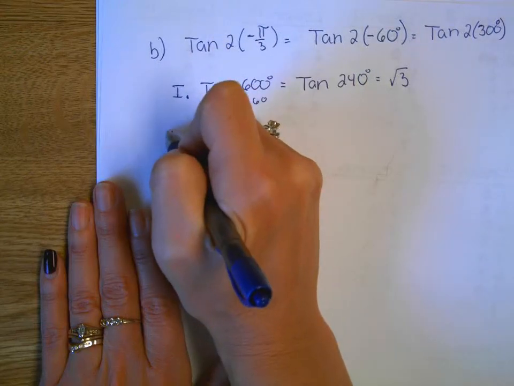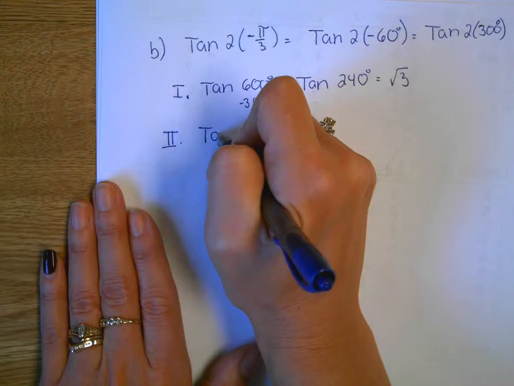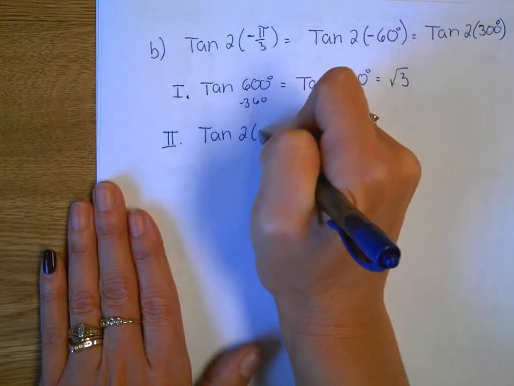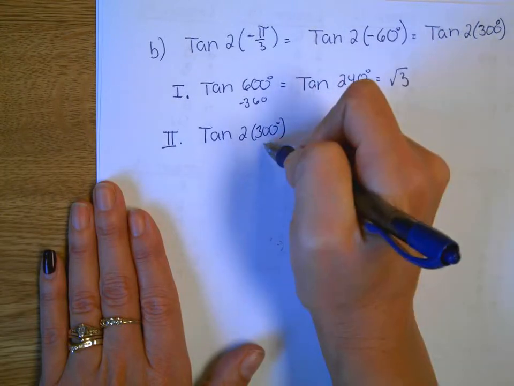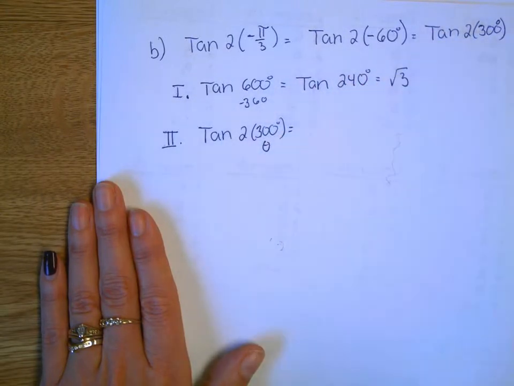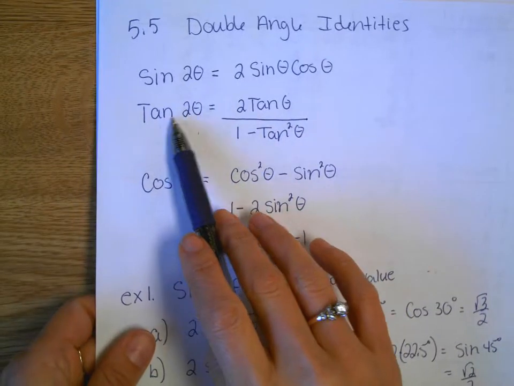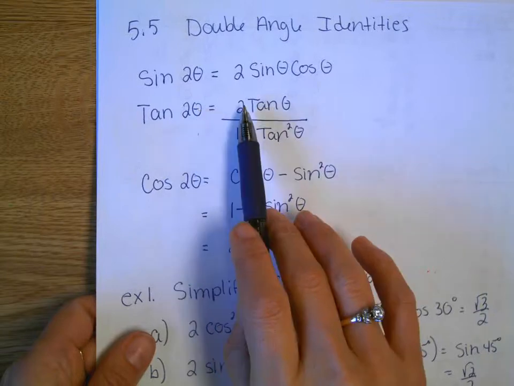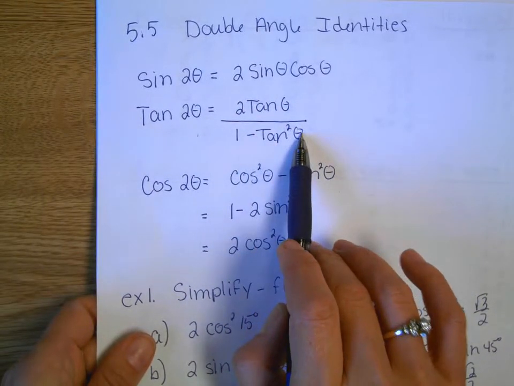Method 2, we're going to use the identity. We're going to start with the tangent of 2 times 300, which is where I started that first one, where this is my theta. If you look back at the identity, we're going to use this right here. I've got 2 times 300, 2 tangent of 300 over 1 minus tan squared of 300.